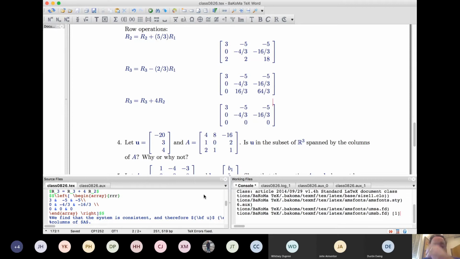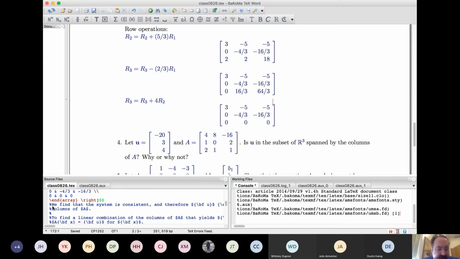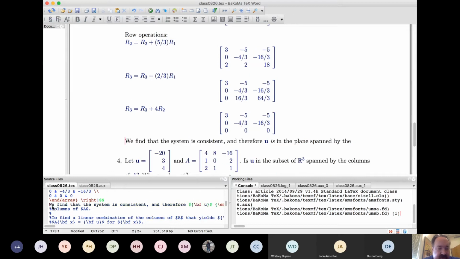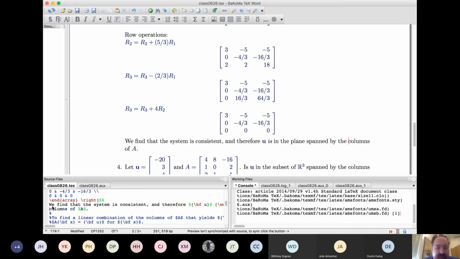Now this is an augmented matrix. Because that row is all zeros, and all other rows have a pivot element in them, this system is consistent. So we can say that U is in the plane spanned by these columns. So that answers the original question.